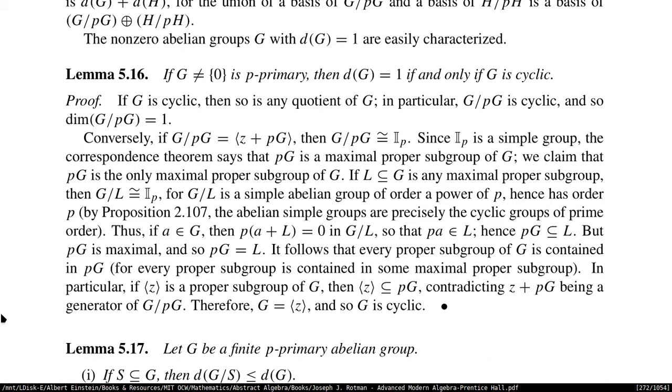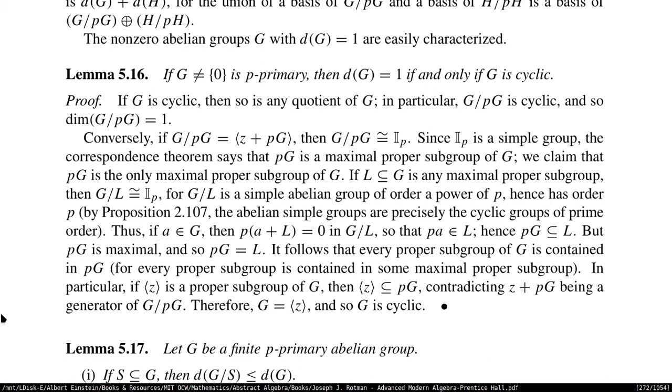Alright, so if A is in G, then PA plus L, the coset of this in G mod L, is equal to 0. It vanishes in G mod L. So that PA is in L. Hence PG is a subset of L. But PG is maximal, so PG has to be L. It follows that every proper subgroup of G is contained in PG. Right? That's the maximal condition.